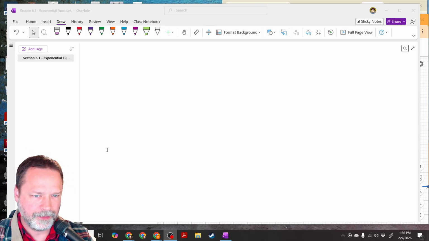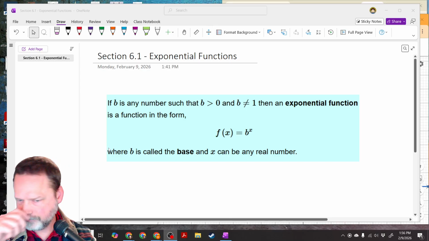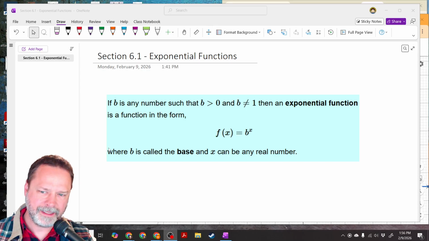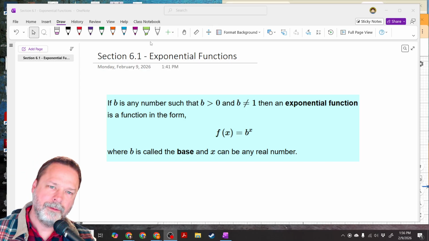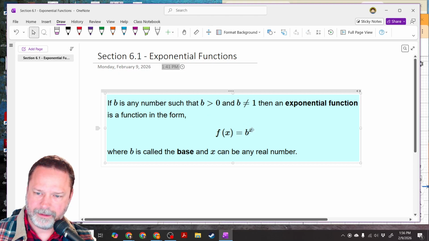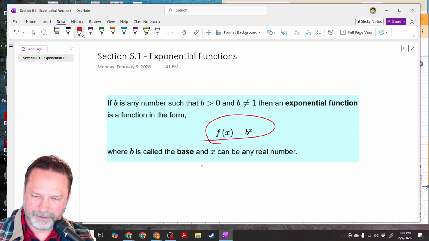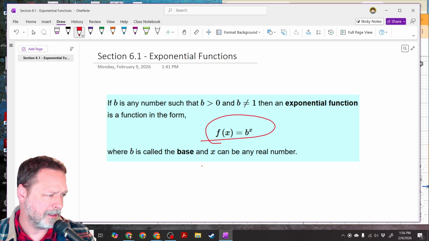We're getting into exponential functions. You'll love to see it. And so what's an exponential function? Well, to put it plainly, it's a function that looks like this. There we go. That's an exponential function.